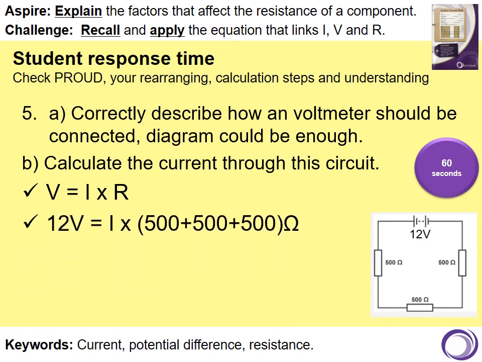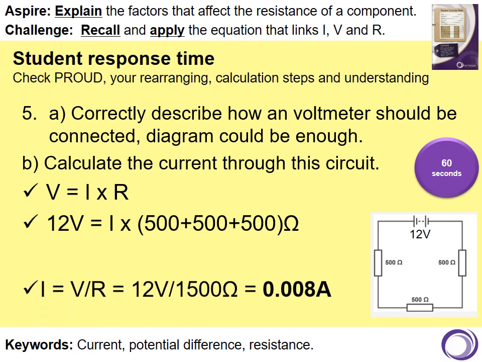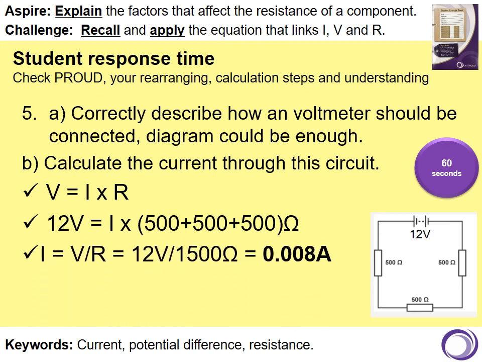So we've got 12 volts. We don't know what the current is at this stage, but we do know that we've got 3 resistors that we need to add up in order to get the sum of the resistance. We rearrange the equation in order to make I the subject. I equals V divided by R, which is 12 divided by 1500 ohms, which gives a current reading of 0.008 amps.